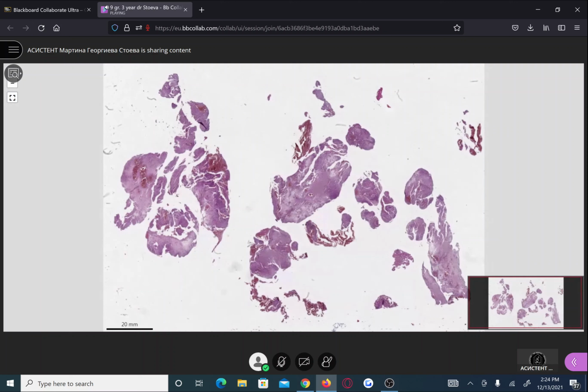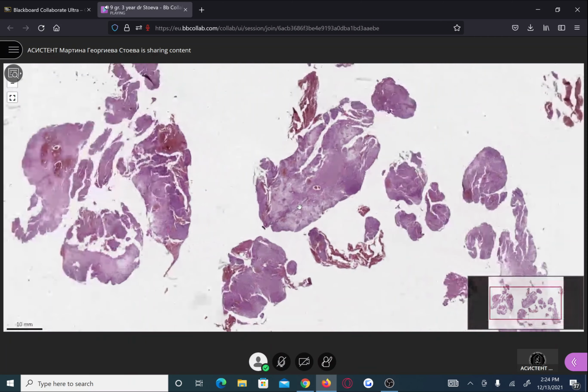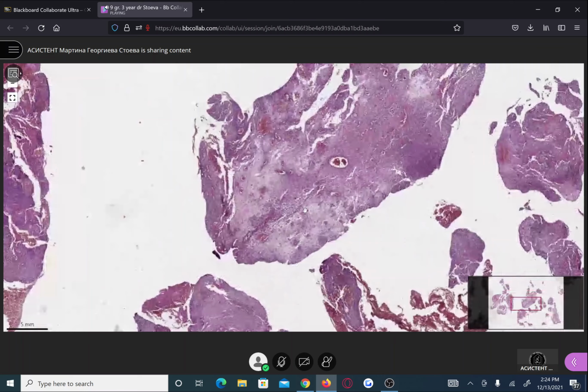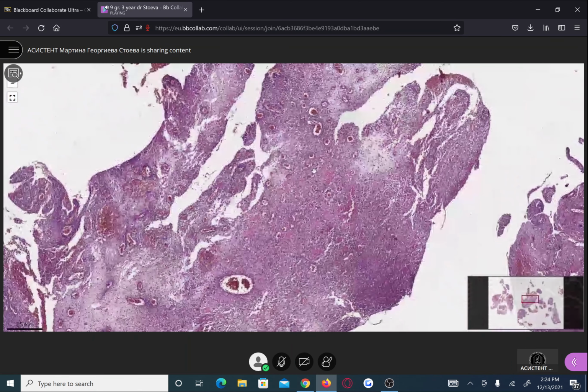This is a theoretical question, as an answer for when you are asked from where the specimen could be taken. Because here on the slide we have fragmented material composed entirely of granulation tissue, so we do not have any normal tissue here to say exactly from which part of the body it's taken. So the thing that you should recognize is the granulation tissue itself.